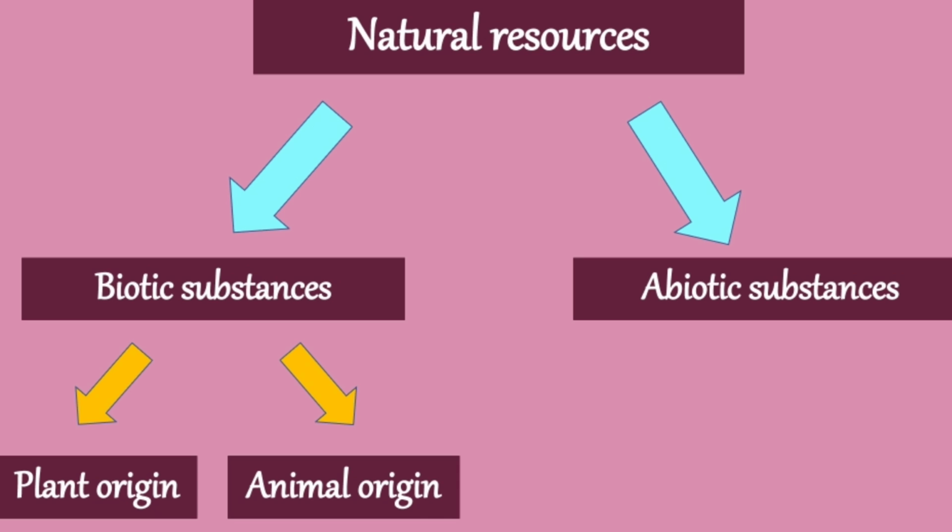So these natural substances are further divided into biotic substances and abiotic substances. What are they? Let's see. Substances obtained from living things are called biotic substances. Okay. And substances which are not obtained from living things are called abiotic substances. For example, air, soil, water. These are not obtained from living things, right? So all of these are abiotic substances. They are natural, but they are abiotic substances. Biotic substances are further divided into plant origin and animal origin. We will study it further.